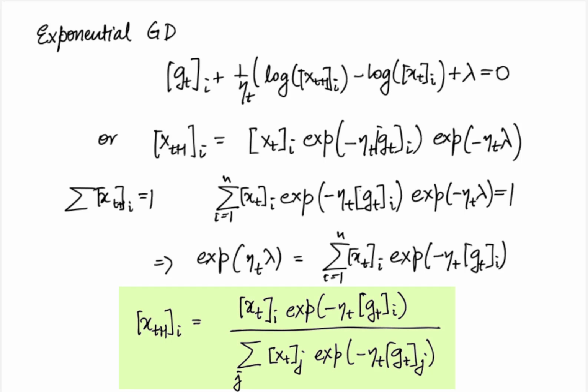As you can see, this is very interesting and quite different from the classical gradient descent. Here the effect of g_t is modifying x_t in a multiplicative manner. This is called the exponential gradient descent, and you can imagine that it is well suited for situations where the optimization variables are probability mass functions.